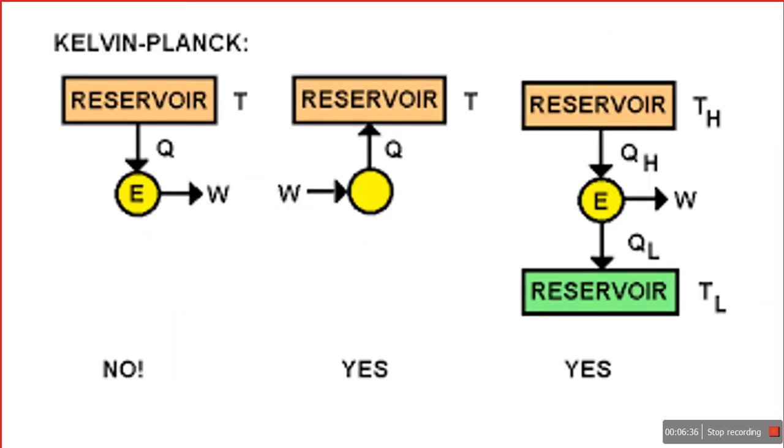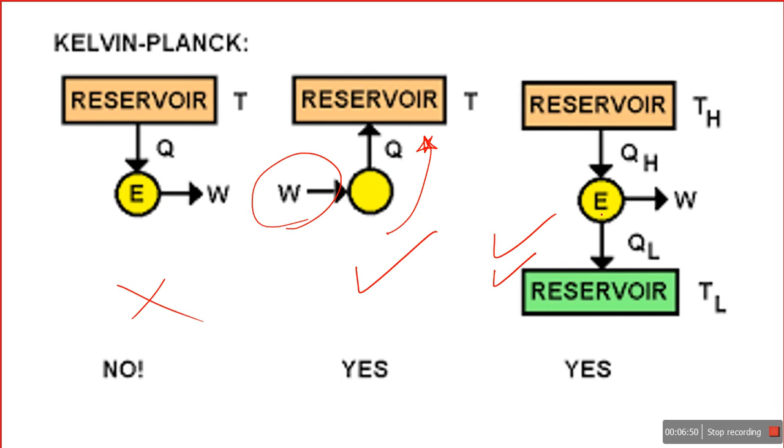We also discussed this in yesterday's lecture. This is highly impossible. This is possible because work is high grade energy; the amount of work supplied is converted into heat energy. And the other is impossible because every system needs two reservoirs. One is the source and one is the sink.